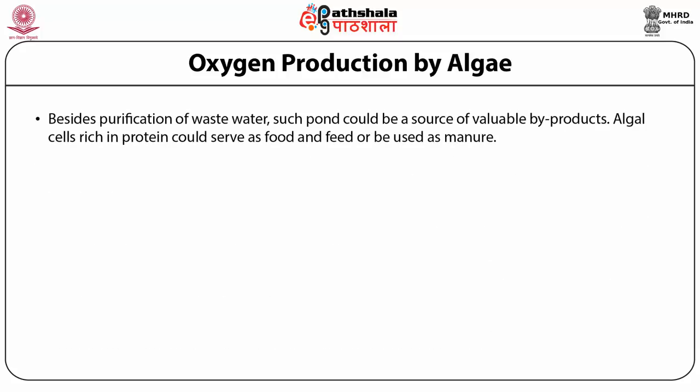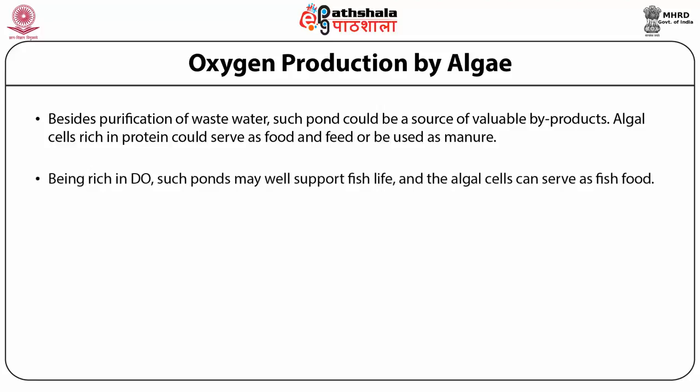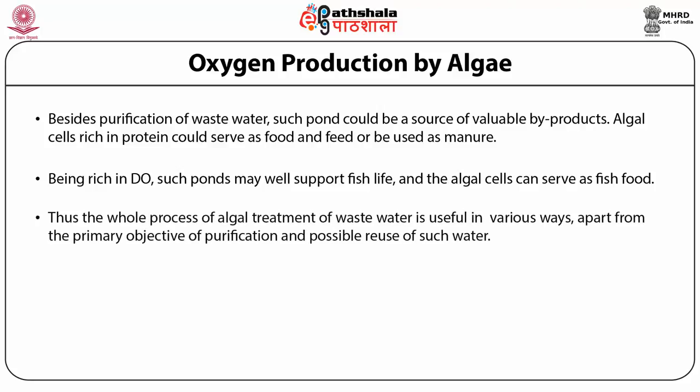Besides purification of wastewater, such a pond could be a source of valuable byproducts. Algal cells rich in protein could serve as food and feed or be used as manure. Being rich in dissolved oxygen, such ponds may well support fish life, and the algal cells can serve as fish food. It could also be a means of recovering metals present in the waste as contaminants by way of algal cell surface adsorption. Thus, the whole process of algal treatment of wastewater is useful in various ways, apart from the primary objective of purification and possible reuse of such water.